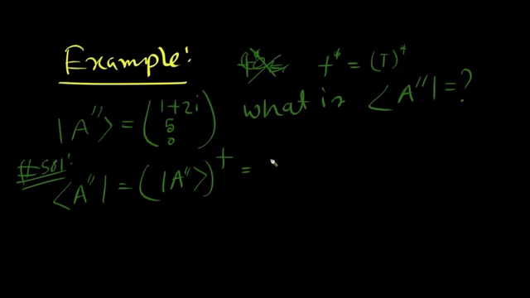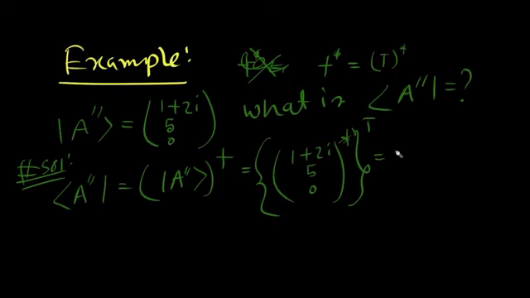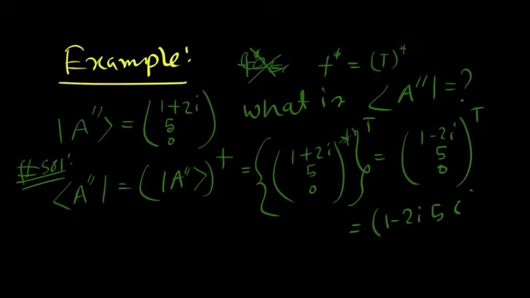Let's write it in a detailed manner. I want to take the complex conjugate first, and then transpose it. The first one is 1 minus 2i, second one is 5, third one is 0, and then I have to take the transpose of it, which is just 1 minus 2i, 5 and 0. So the bra of A double prime is just 1 minus 2i, 5, 0. So whenever you have a ket or a bra, you can find the other counterpart. If you have a bra, you can find the ket, and if you have a ket, you can find the bra.